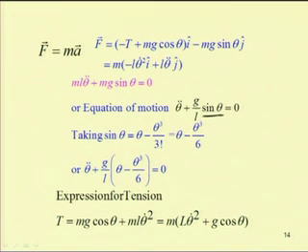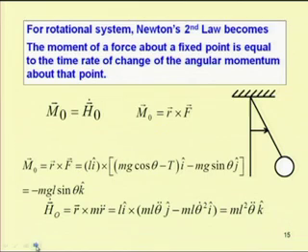So, one can expand this using a Taylor series, and one can write sin theta equal to theta minus theta cubed by factorial 3, or theta minus theta cubed by 6. The equation of motion can then be written as theta double dot plus g by L times (theta minus theta cubed by 6) equal to 0. Similarly, one can take the moment also.